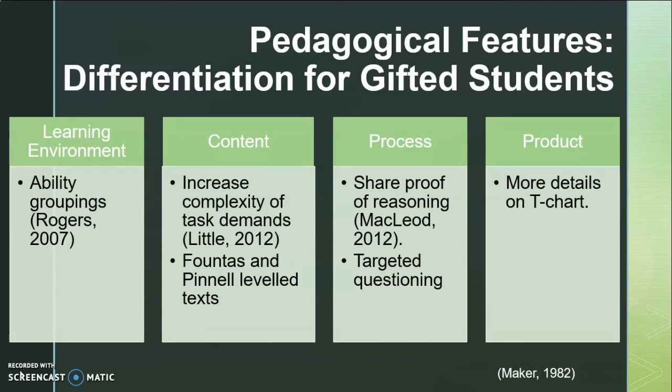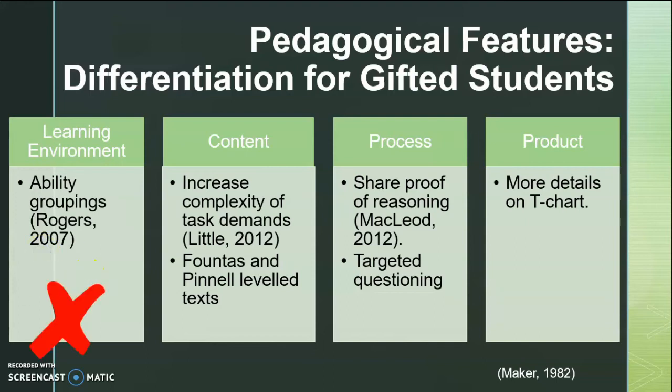The Maker Model 1982 suggests that differentiation for gifted students falls into 4 possible subcategories: process, product, content, and learning environment. There were a number of possible evidence-based solutions within each of these subcategories that were considered. One option was to use ability groupings in the learning environment, as suggested by Rogers' 2007 Synthesis of Research into Gifted Learners. This option was not selected because the 2 students could not be grouped with similar ability Year 2s because the Year 2 learning intention was different.